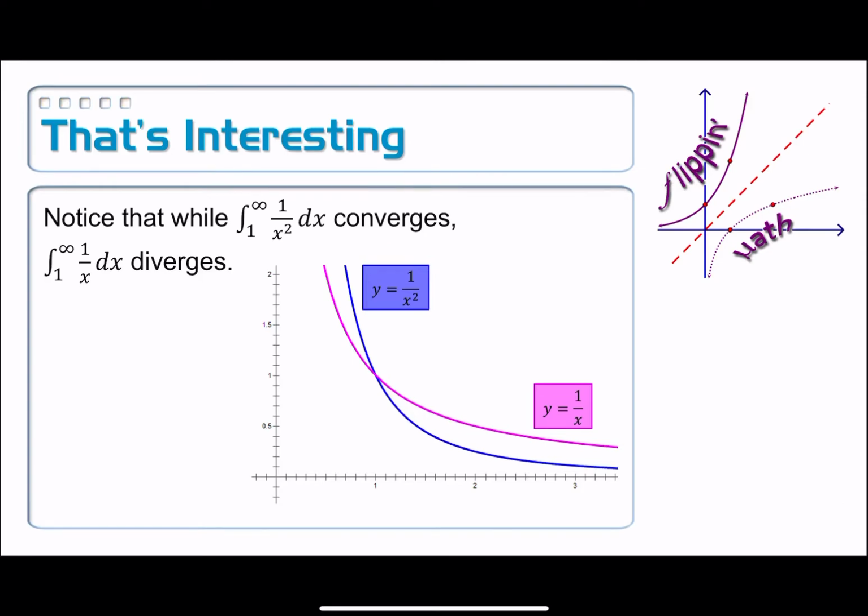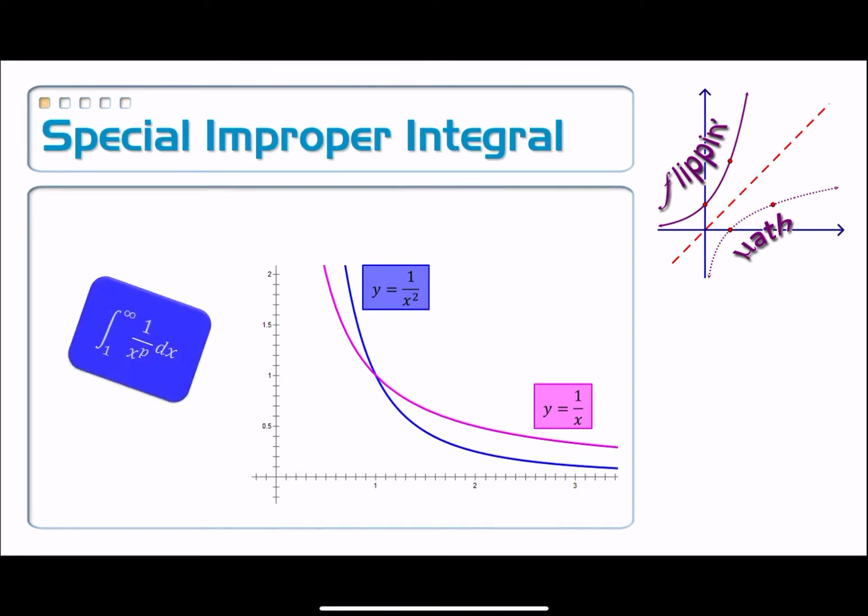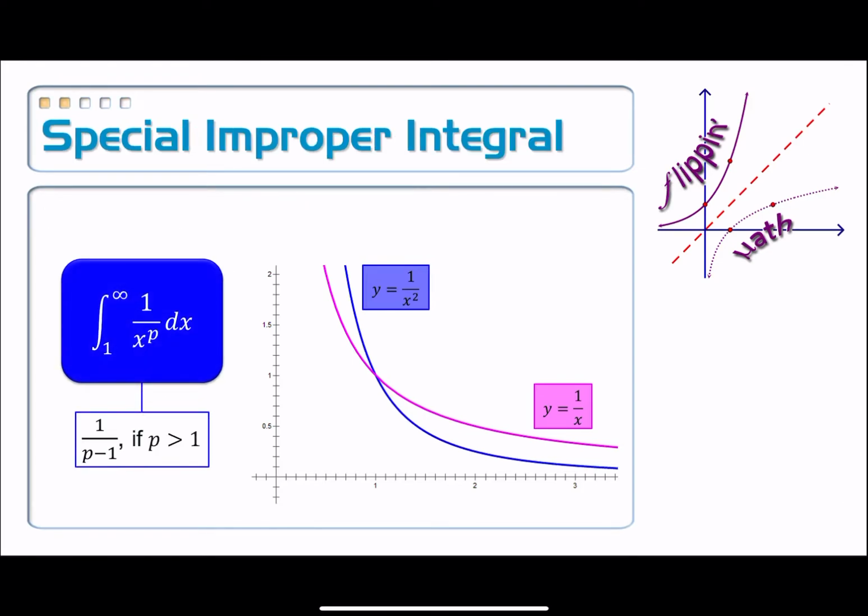Okay, so we're going to summarize that like this. If your p-value for your p-series is greater than 1, it's going to converge, and specifically it's going to converge to 1 over p minus 1. Now this little formula is only going to work if that lower bound's 1. If it's not, it still will converge, but perhaps to a different number. You'd actually just have to work it out.